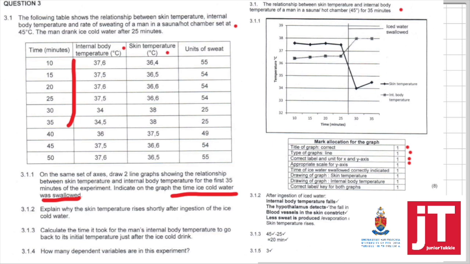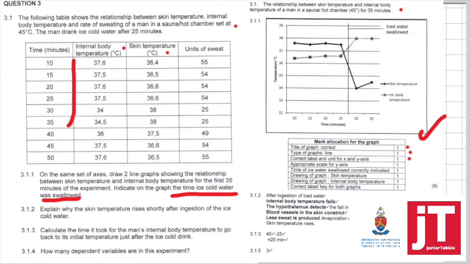And then, can you see the time the ice water was swallowed? It's also correctly indicated. Right? You got a mark for drawing the graph of the skin temperature. You got a mark for drawing the line of the internal body temperature, and your keys had to be correct. So a very nice graph, very lovely graph, very difficult as well. Right. So remember, it tells us the man drank the cold water after 25 minutes. So that is where you put your line, after 25 minutes.